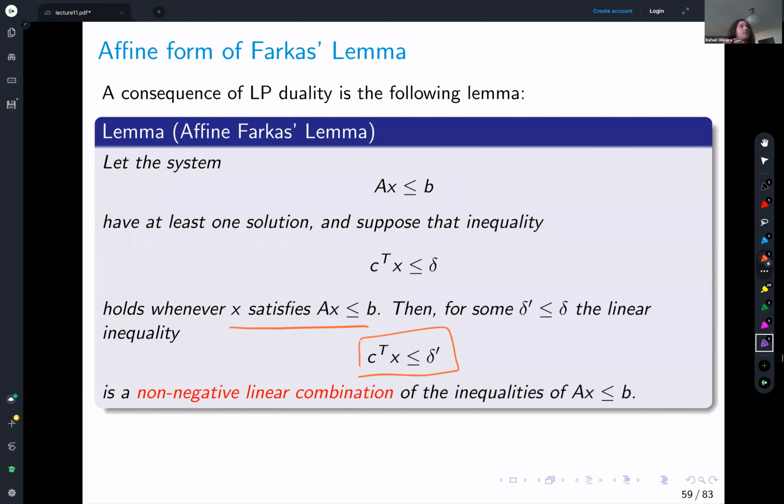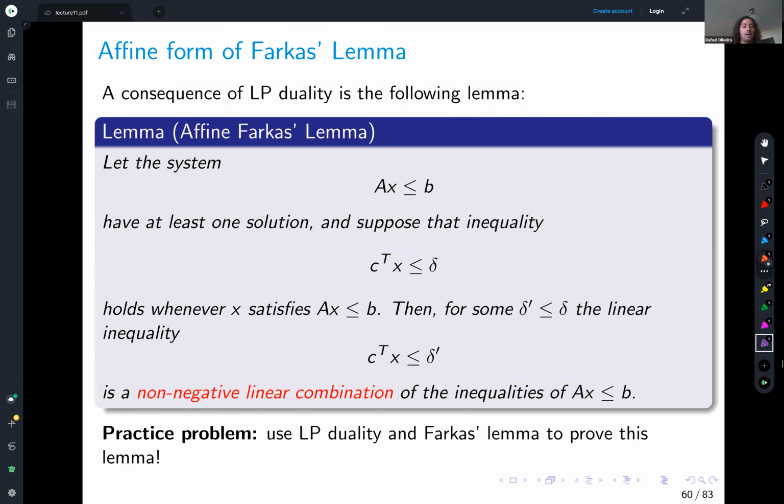So what the affine Farkas lemma is saying is that if I have a system of linear inequalities that implies another inequality, then this inequality is a relaxed version of a tight inequality that follows from the first inequalities to begin with. So it follows in a very formal way. This is a really remarkable consequence of LP duality. Now, as a practice problem that we can discuss over office hours as well, if you'd like, use LP duality in Farkas lemma to prove the affine Farkas lemma.